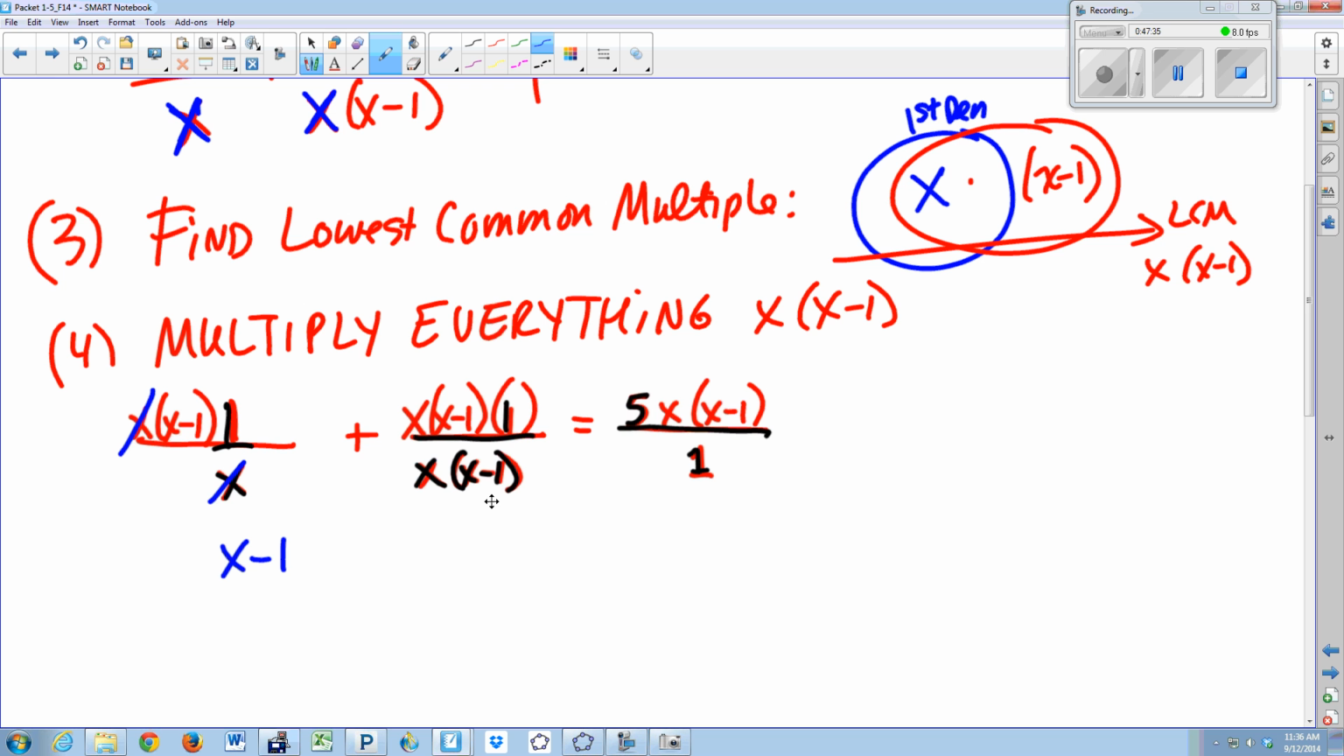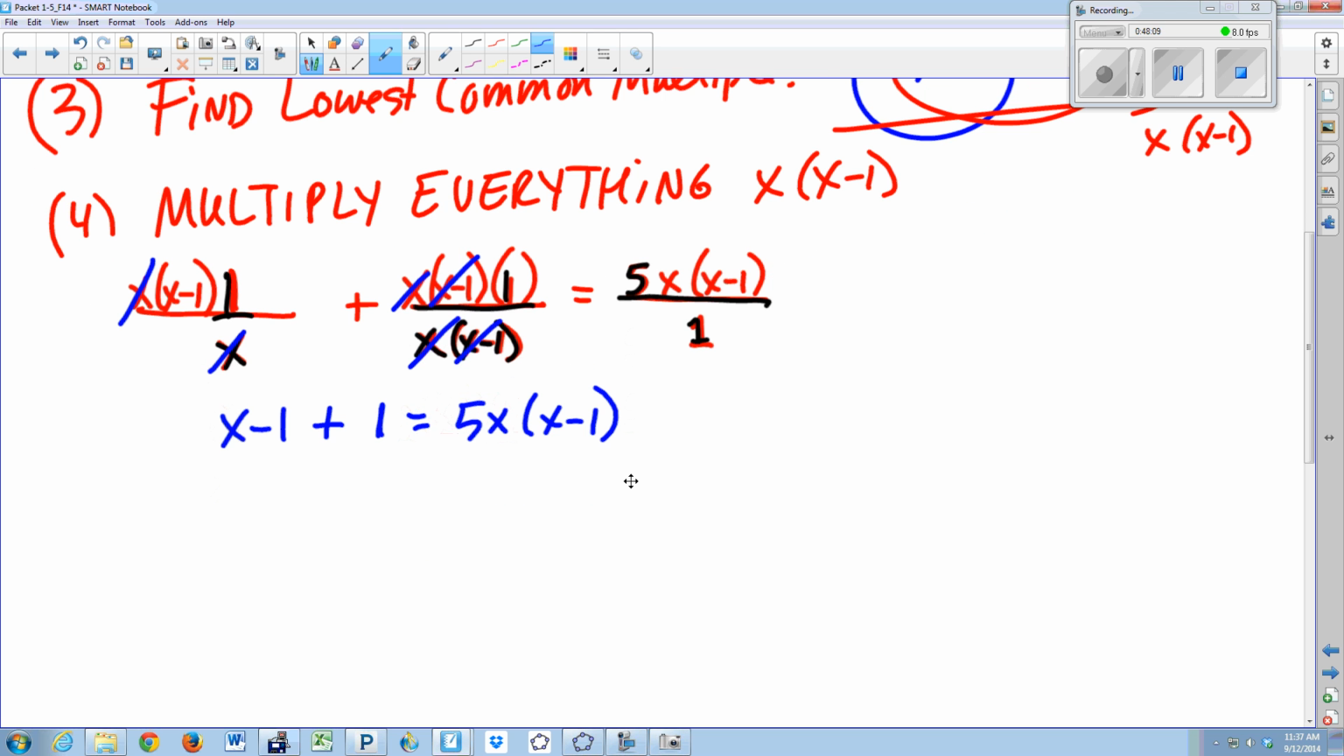And now I look at my second one. Do I have any common factors in my second one? What are they, Katie? X times x minus 1 in the top, x times x minus 1 in the bottom. And what's it leave me with? Nothing? 1. And that's another mistake people make. They think there's nothing there. But remember, we're finding a 1. And 1 times the 1 that's there is 1. And then finally, the next one, the denominator is already 1. So we have 5x times x minus 1. Right?